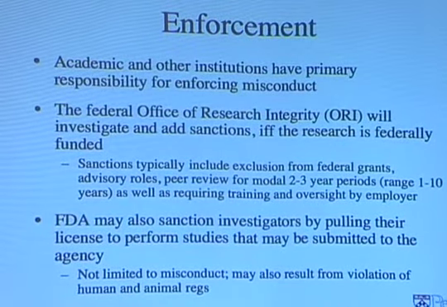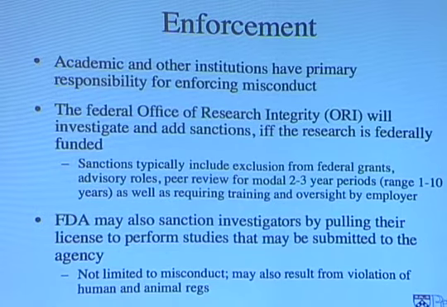The feds do have an office. It's the Office of Research Integrity within Health and Human Services. It will investigate and add sanctions if and only if the research is federally funded. The sanctions they can levy are fairly limited. They typically include exclusion from federal grants, advisory roles, and peer review. Usually it's for 2 to 3 years. The range is essentially 1 year to 10 years.